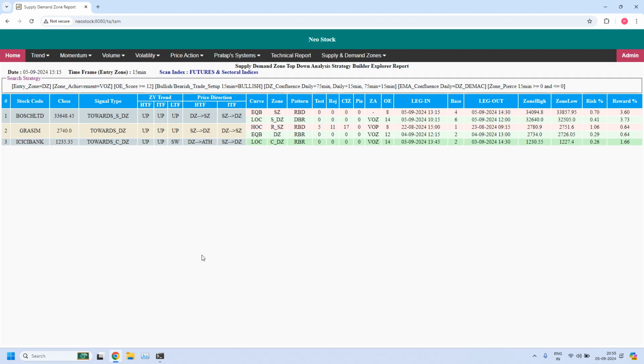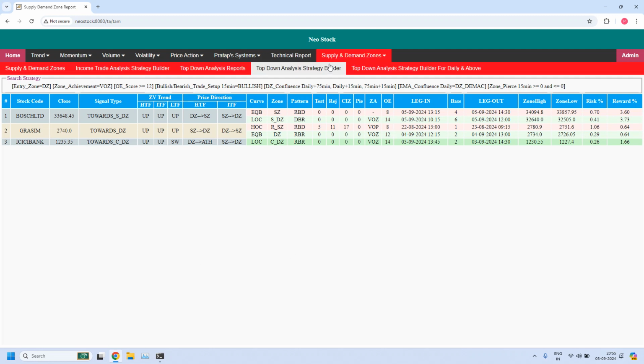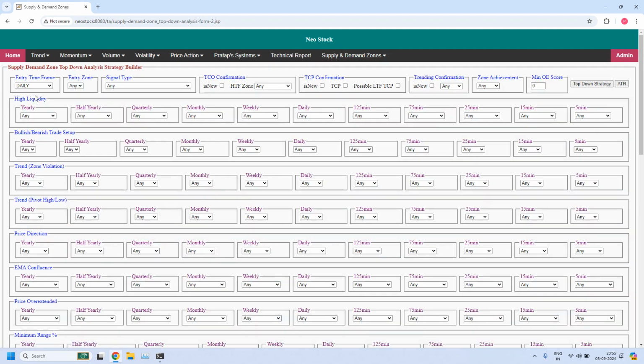Okay, this is about 15 minutes time frame bullish trade setup. Next, 15 minutes bearish trade setup. That means daily income trade bearish trade setup. Entry time frame 15. Entry zone is supply zone. And bullish or bearish trade setup at 15 minutes, I am selecting bearish.